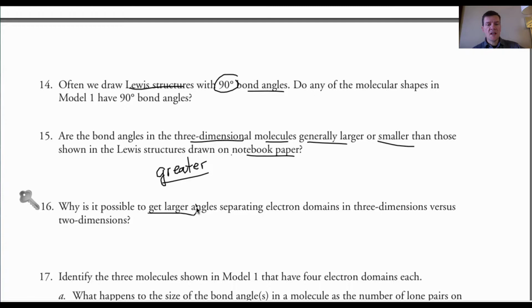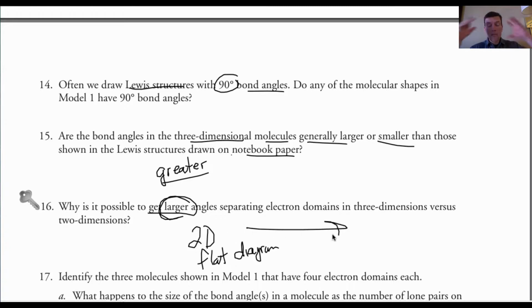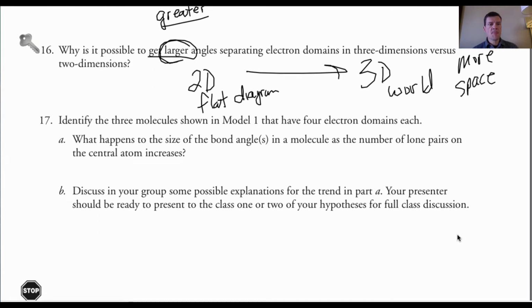So why are we able to get larger angles? Because we're going from a 2D flat diagram, where we're restricted, and we're now trying to imagine these in the 3D world. And so we have more space. As a result, we have more space for these to spread out. So our angles are actually going to be greater than the 90-degree angles that we draw on a flat piece of paper. Identify the 3 molecules shown in Model 1 that have 4 electron domains each.